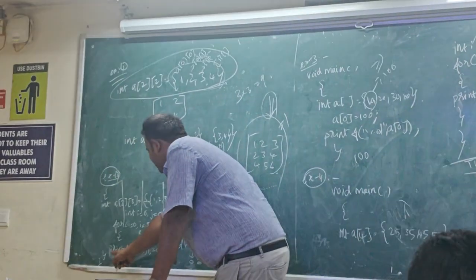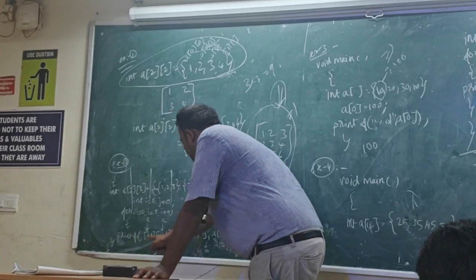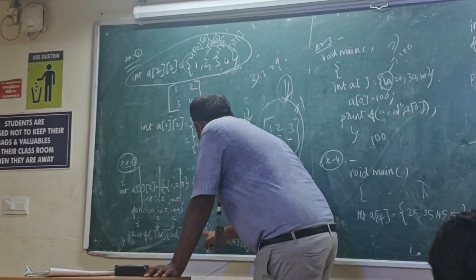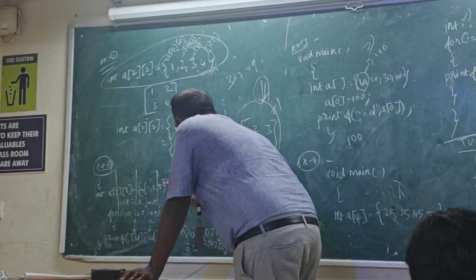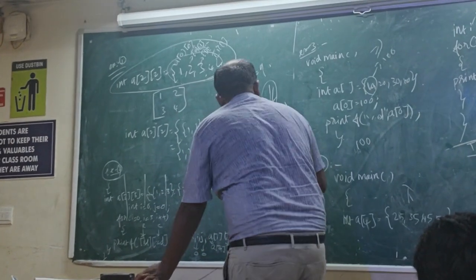Once I have done this, printf %d, then a of i, comma j. I have left one more thing, the j loop is left.